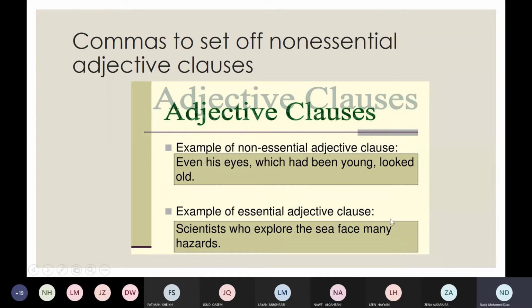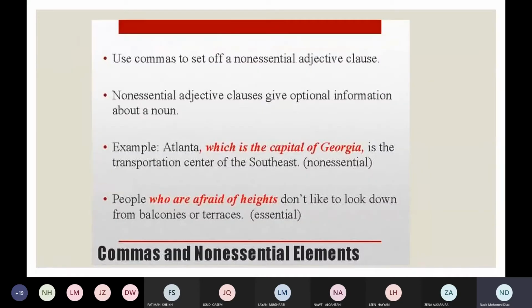If I say scientists face many hazards, it's also understood, but it changes the meaning because I want to know which scientists exactly, who explore the sea. So I cannot put it between two commas because I cannot omit it. Use commas to set off a non-essential adjective clause. Non-essential adjective clauses give optional information about a noun. Atlanta, which is the capital of Georgia, is the transportation center of the Southeast. I can say Atlanta is the transportation center of the Southeast, and there is no necessary need to know that it is the capital of Georgia.